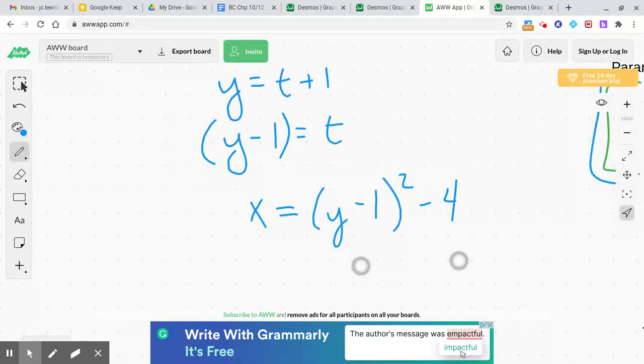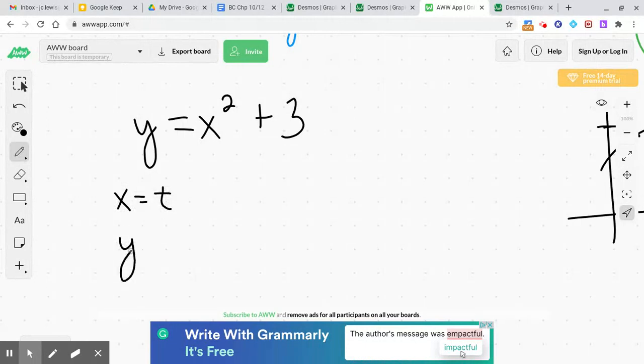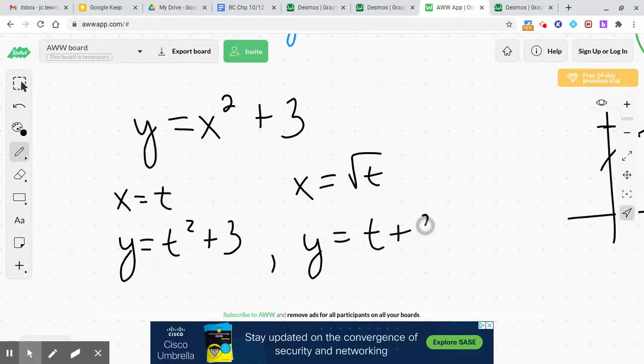The other thing you can do is start with a rectangular or traditional function, and I'm going to start this in rectangular form this time. I can actually insert a parameter, or find a set of parameters that works for this function. So for instance, I could say x equals t works, and if x equals t, then y equals t squared plus 3. I could also say that x equals the square root of t, and plugging that in, I get y equals just t plus 3.